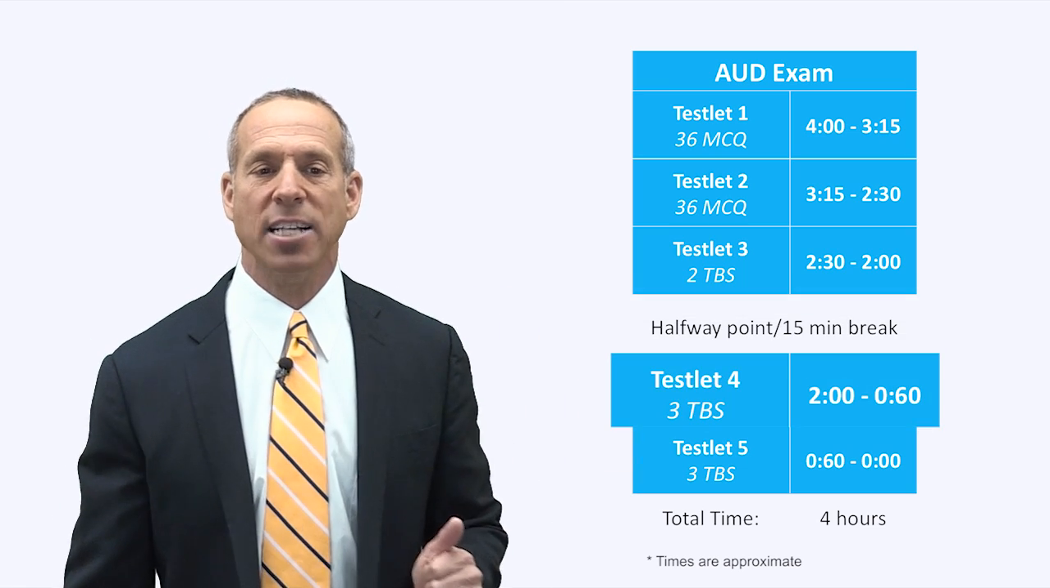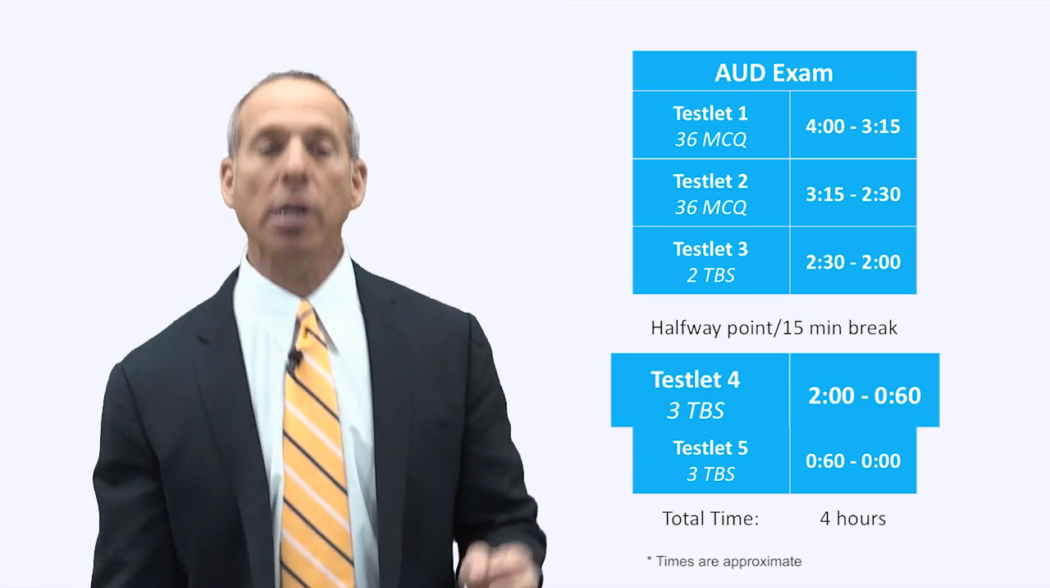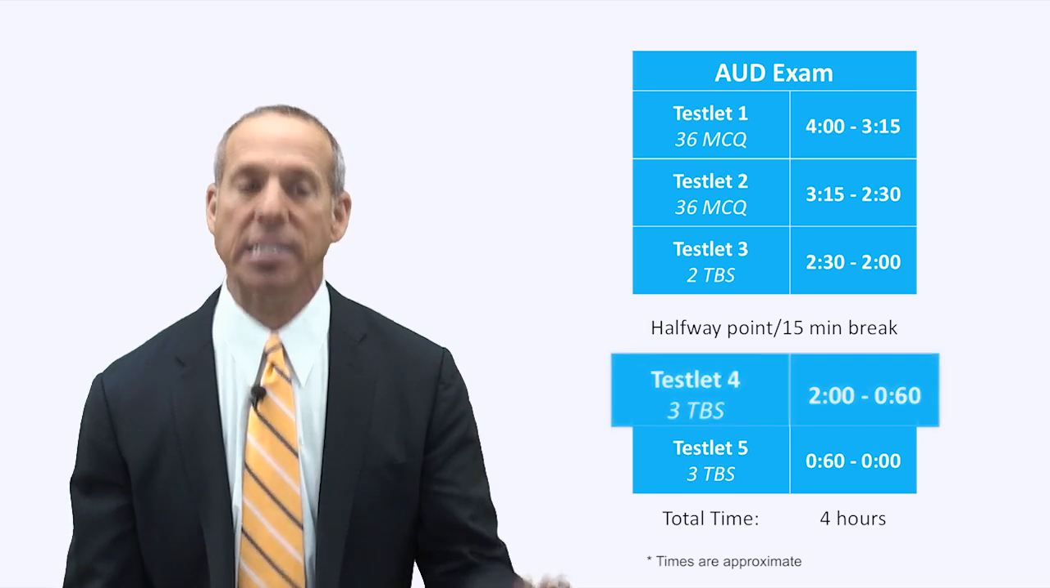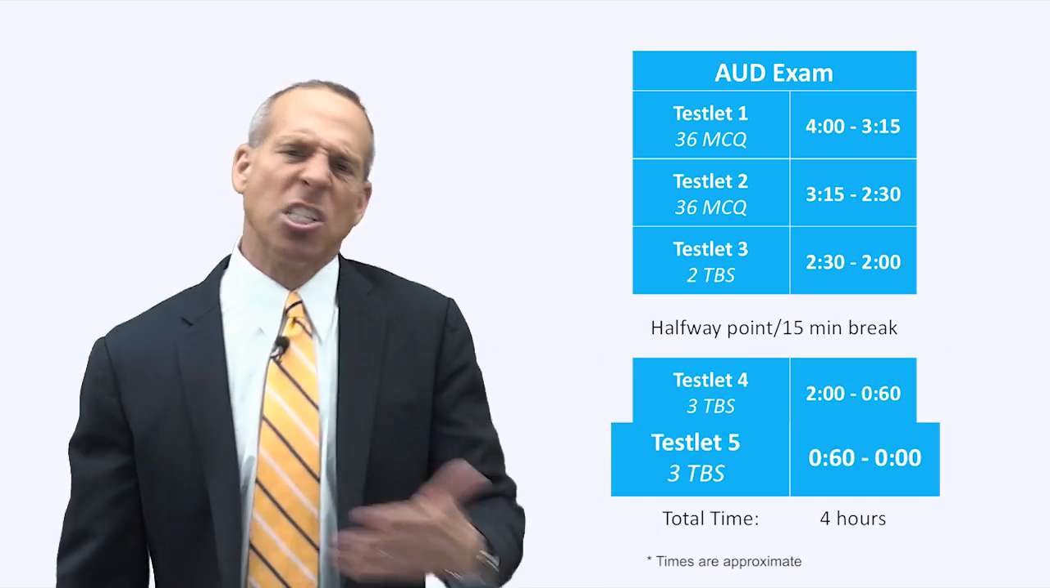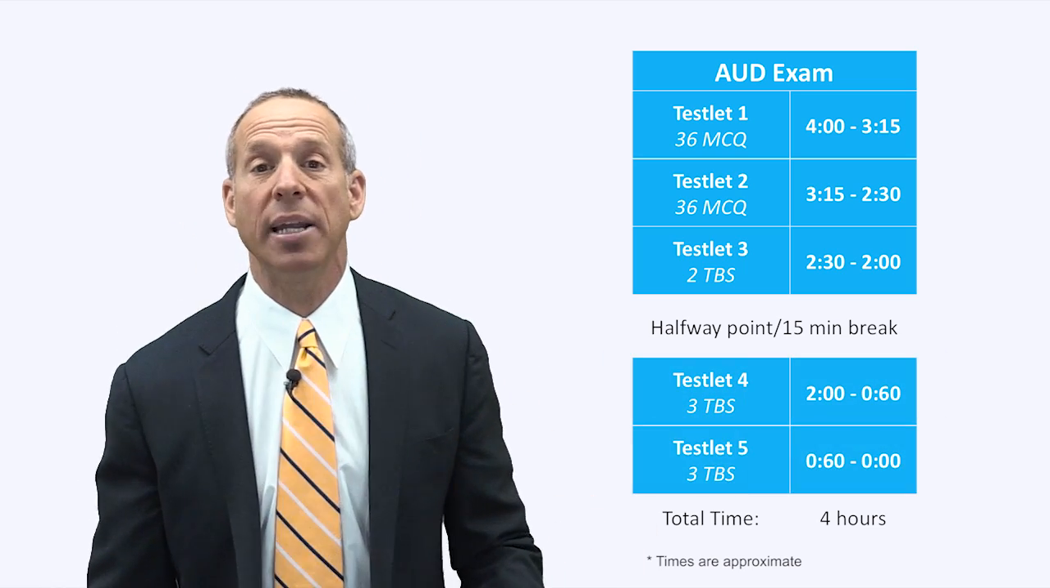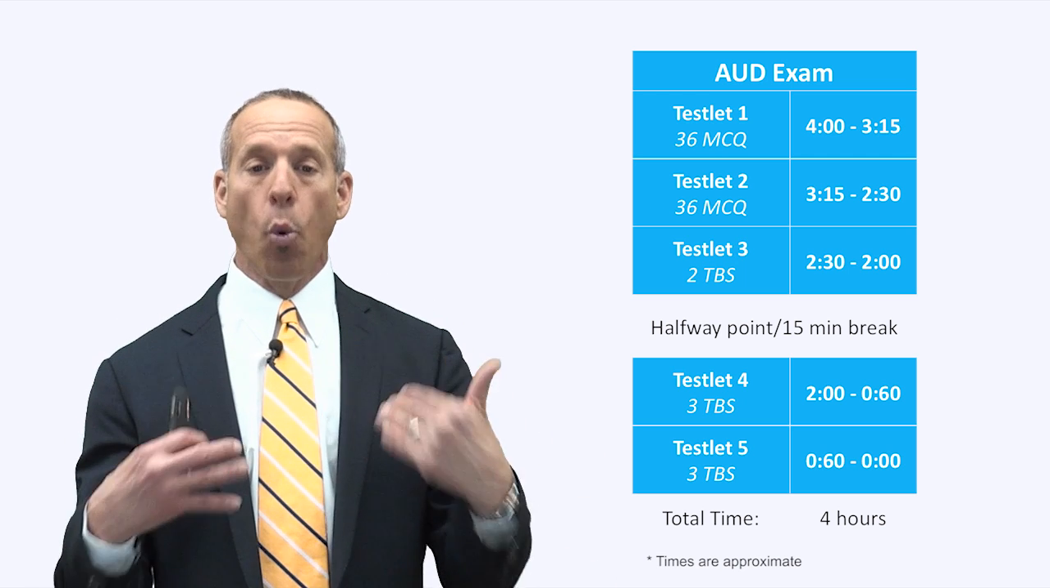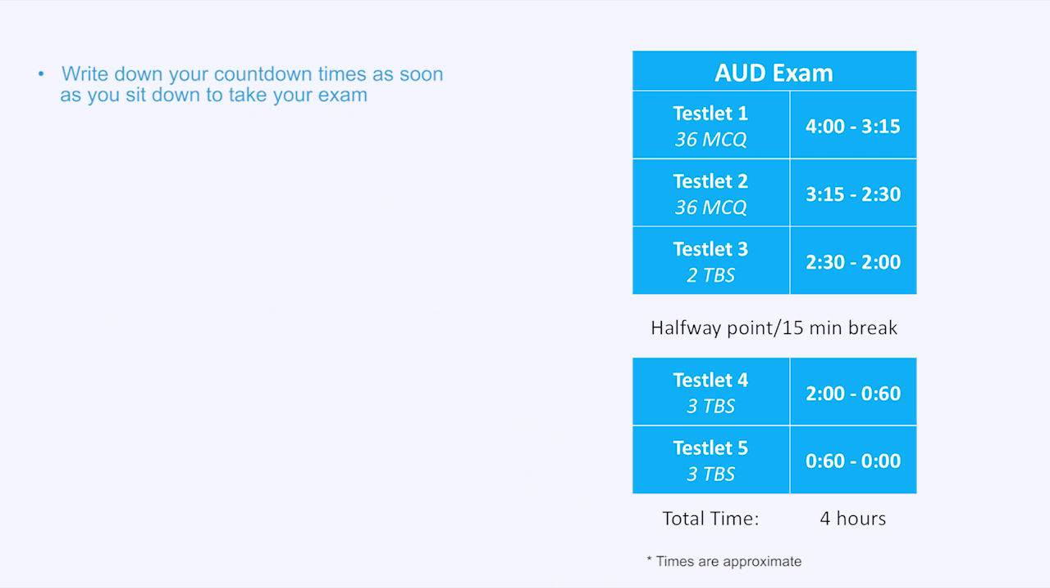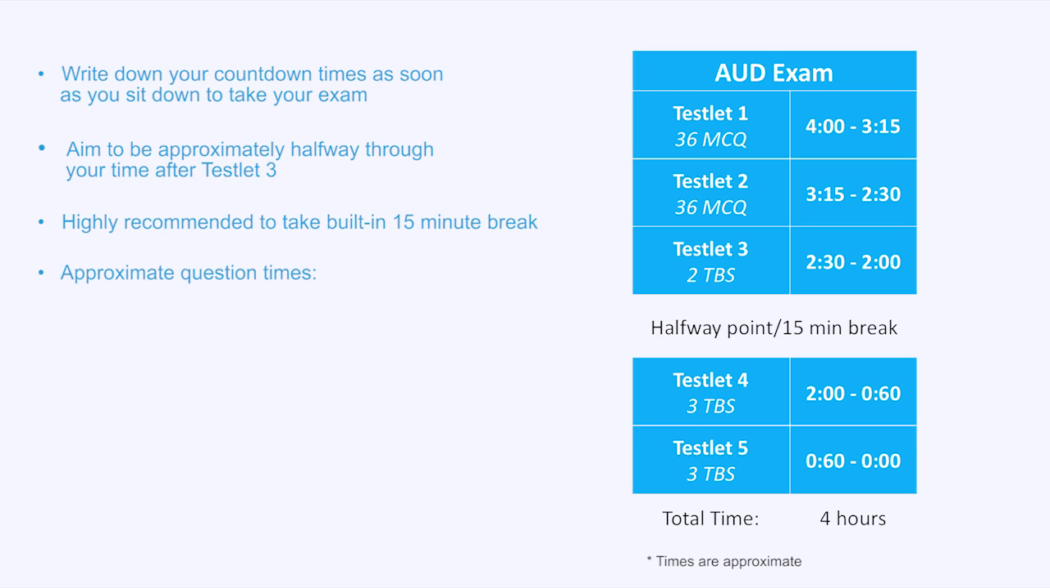Then, as you hit the task-based simulations for testlet 4, you've got 3 there at about 60 minutes, and then another 3 at about 60 minutes. So that's roughly 20 minutes per task-based simulation. The way we break it out here is, again, you write down your times, figure out where you need to be. You want to be at about the halfway point by the time you hit your break. Looking at the multiple choice, I've got 45 minutes for 31 questions or 45 minutes for 38 questions, so you've got to figure about 1.25 minutes per multiple choice.